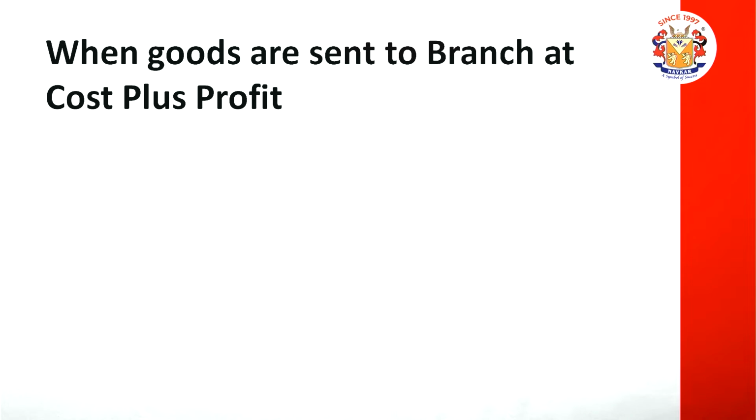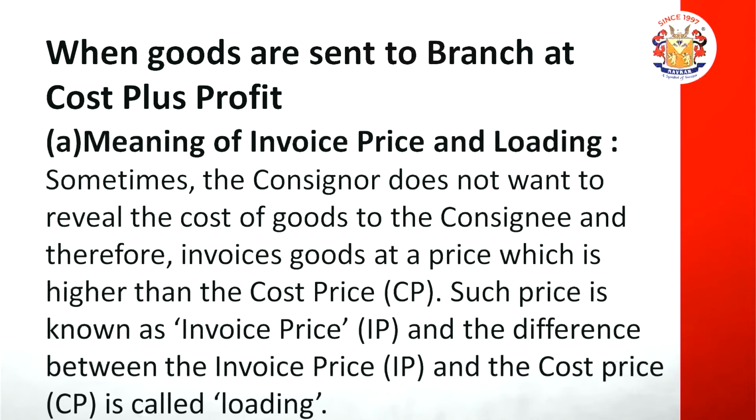When goods are sent to branch at cost plus profit, first of all, the meaning of invoice price and loading. Sometimes the consignor does not want to reveal the cost of goods to the consignee and therefore invoices goods at a price which is higher than the cost price. Such price is known as invoice price, and the difference between the invoice price and cost price is called loading. This is unrealized profit in the given transaction.